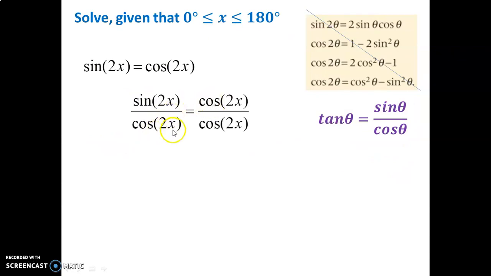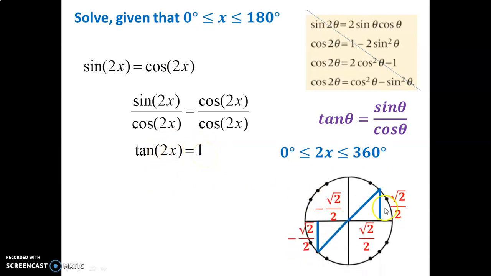First, I'm going to divide both sides by cosine of 2x. That allows me to turn this side into tangent using this rule. So this becomes tangent of 2x. This becomes 1. Now notice again I have 2x here, but my domain is x. So I adjust the domain for 2x, making this double as well. So now I'm thinking of angles, any angle that produces a tangent value of 1.